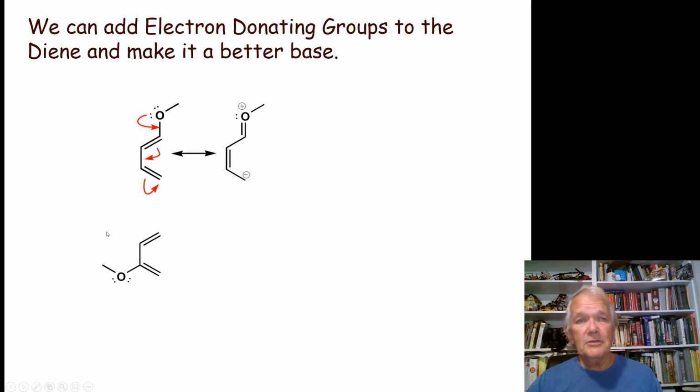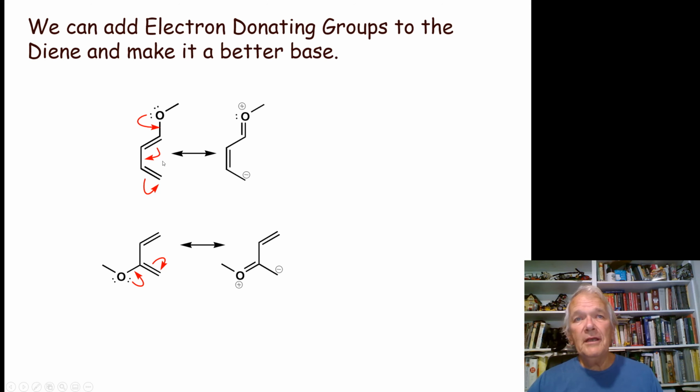Of course, either second position will work. I'm picking this one down here because when those electrons go in, they end up on the same carbon down here. So the best of all positions would be to have a donor on carbon 1 and 3. That would make it a super good diene.